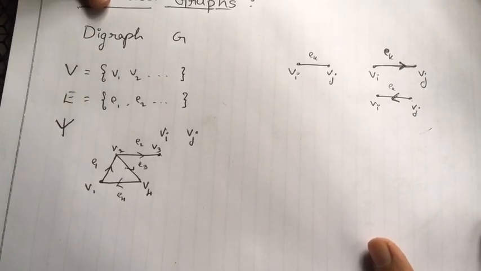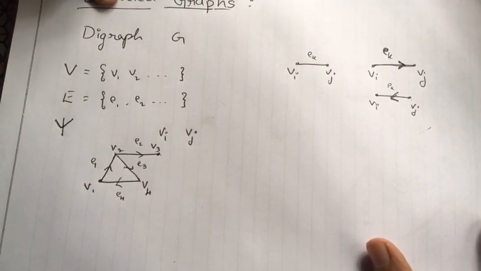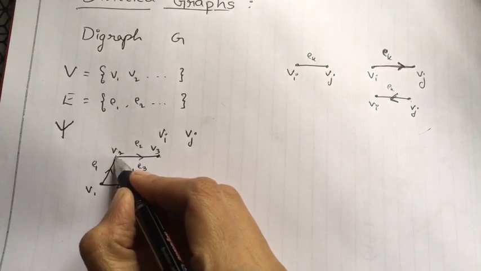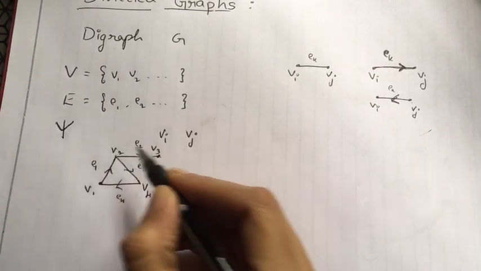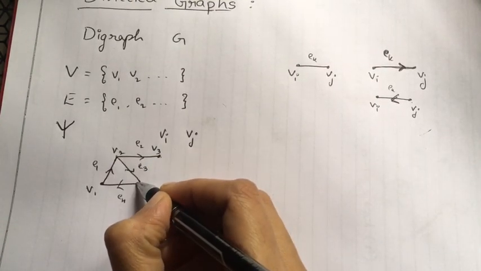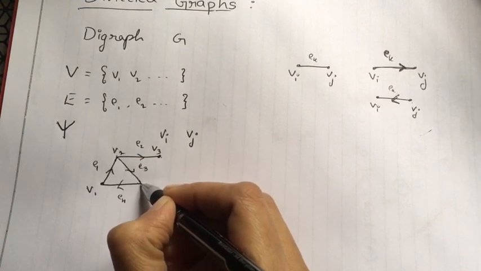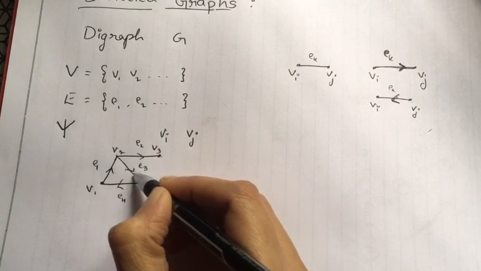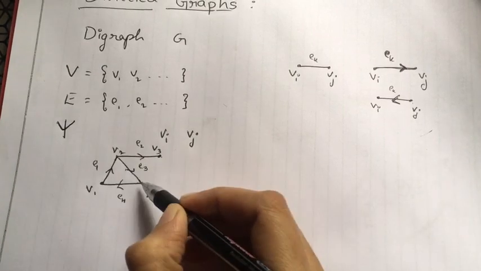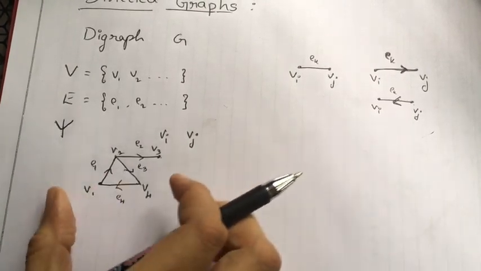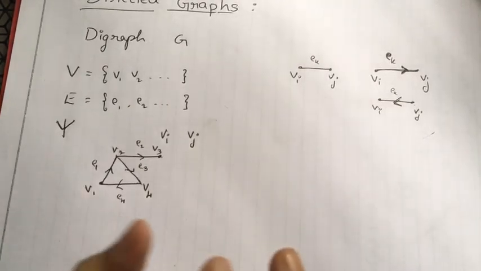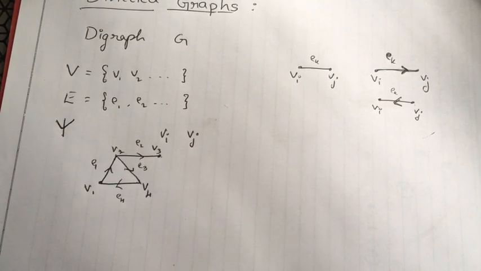As in the case of undirected graphs, a vertex is represented by a point, but an edge by a line segment between the vertices Vi and Vj with an arrow from Vi to Vj. This is how we represent a directed graph.